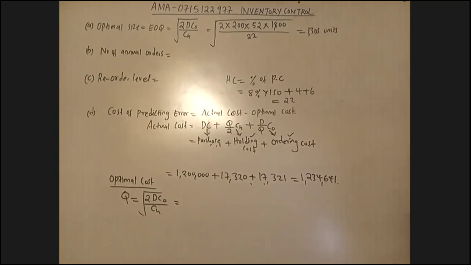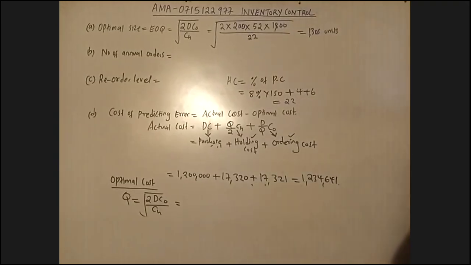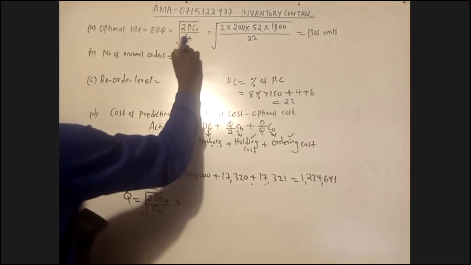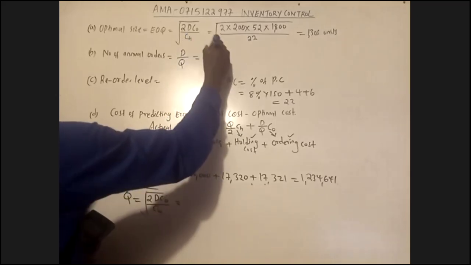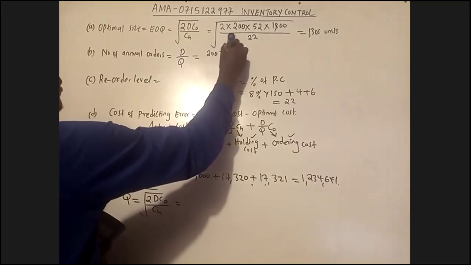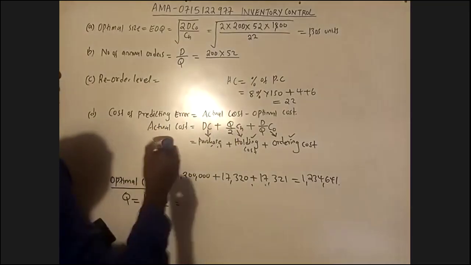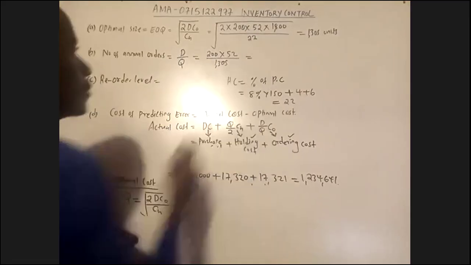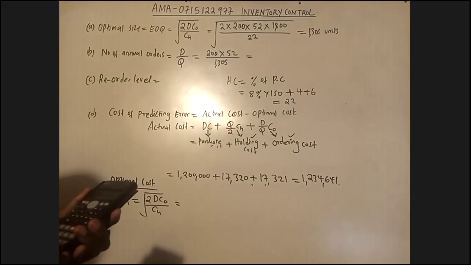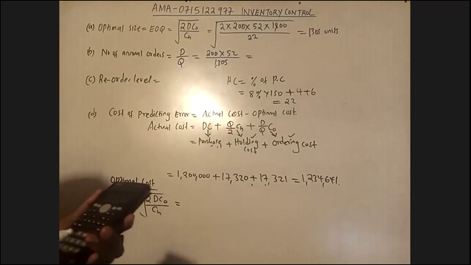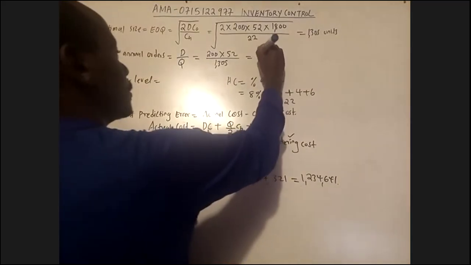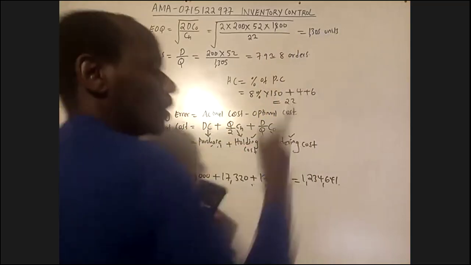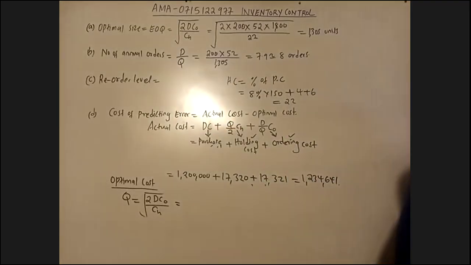Number 2, annual orders. Annual orders is equal to D over Q. So 200 units weekly times 52 weeks over Q, which is 1305. It will be 200 times 52 divided by 1305, which is 7.9. Approximately 8 orders.